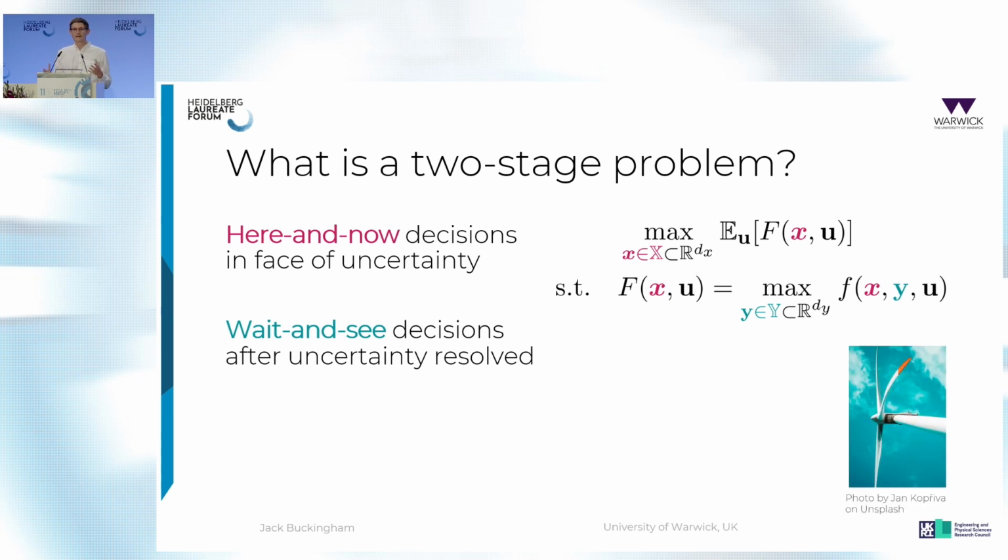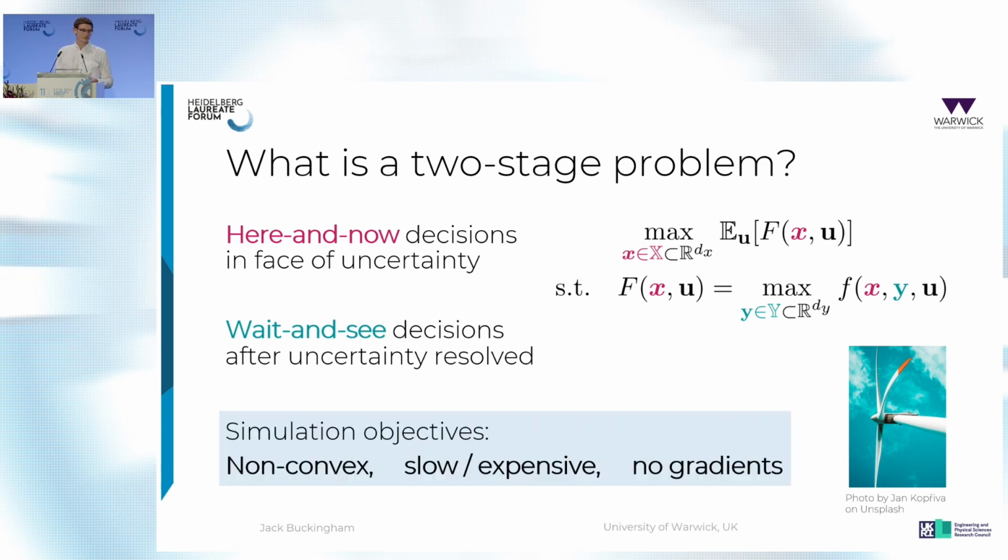For example, when designing a wind turbine, engineers must decide on the shape of the turbine blade to work in many different wind conditions, a here and now decision, but they can change the pitch of the turbine blade later to reduce the load in stronger winds, a wait-and-see decision. Traditional approaches to two-stage stochastic programming assume that the objectives are linear or convex, that they're cheap to evaluate, and they come with gradients. However, in engineering, a lot of examples are non-convex, or with multiple local optima, and they're given by slow simulations, such as fluid dynamic simulations or finite element analyses, which don't come with gradients.